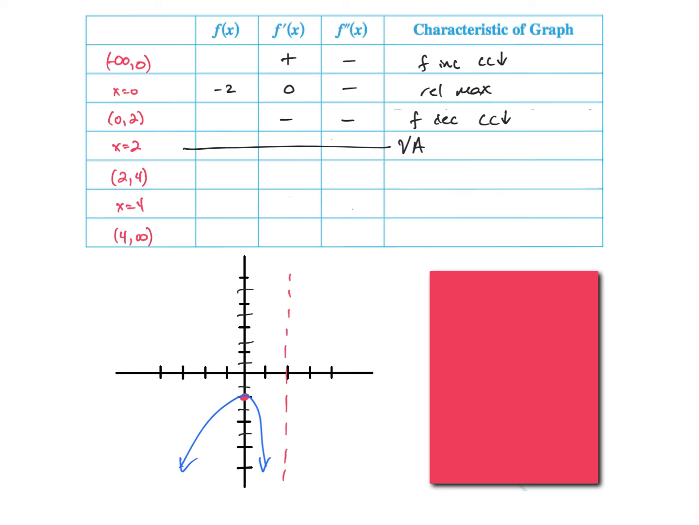So we go from 2 to 4. So let's substitute in something like 3. So in my first derivative, I'd get a positive times a negative, which means f prime is negative. And then let's substitute 3 into the second derivative. I'd have 8 over a positive, which means it's positive. So what's f doing? Decreasing and concave up.